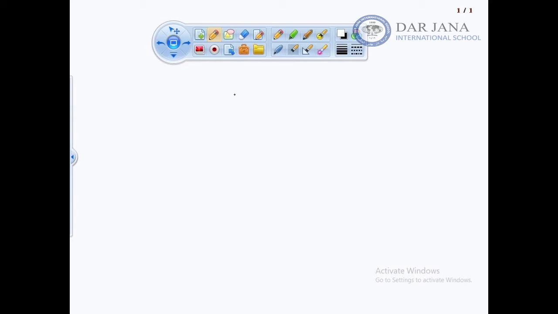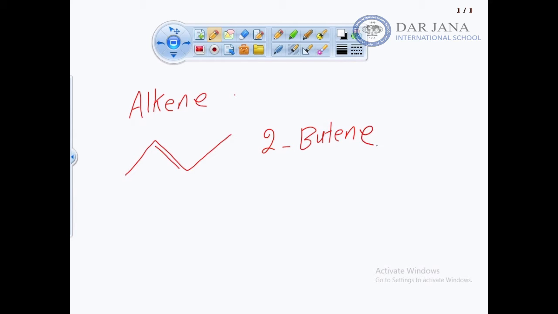Let's talk about the second functional group, which is alkene. Alkene contains at least one double bond, a carbon-carbon double bond. So let's see this particular molecule. The name of this molecule is 2-butene. I use the suffix ene because this molecule contains a double bond, and number 2 indicates that the double bond is between carbon number 2 and 3.